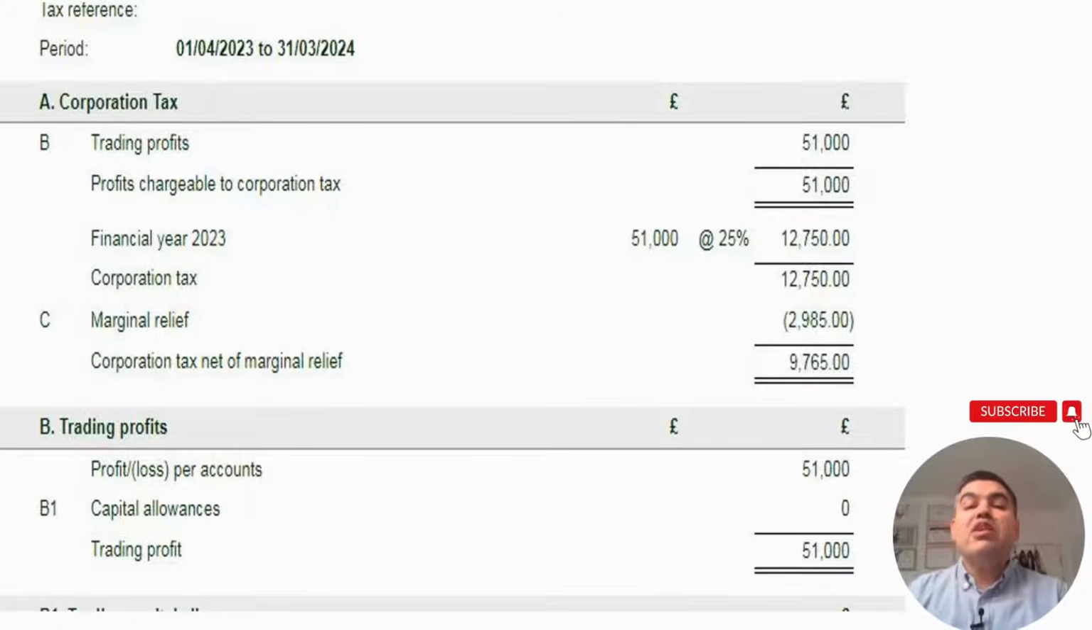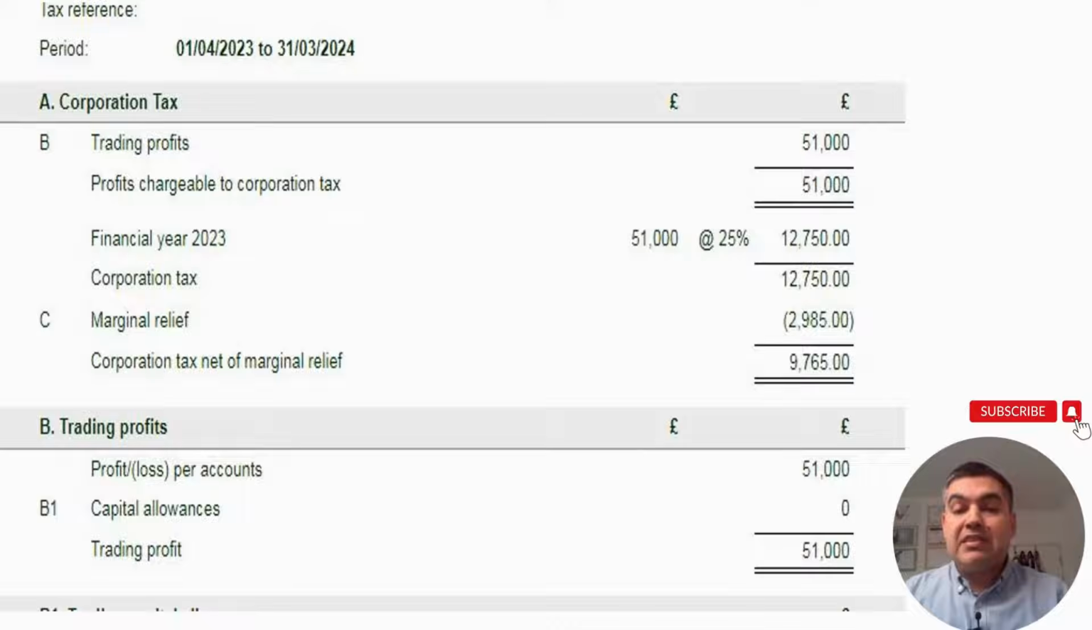Here, you will then apply corporation tax, because the augmented profit is between 50,000 and 250,000. So the first step you need to do is multiply 51,000 by 25%. Then you work out the marginal relief based on the formula which I gave you on the previous slide. If you apply the formula here, you can work out exactly how it looks in practice.